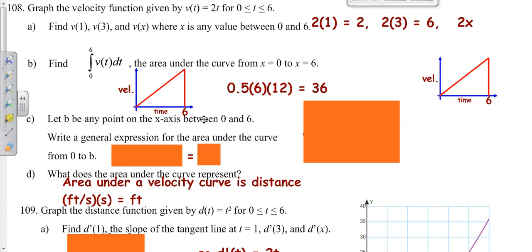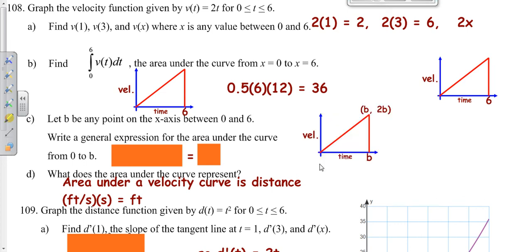Now it wants a general expression for your area underneath your curve from 0 to b. So you're going from 0 all the way over to b, so that means the height here would be 2b, so that would be your y-coordinate. Your x-coordinate is b. Why is the height 2b? Because you take whatever your x is here, plug it into your function, 2 times your input, and you get 2b. So we look at our area here. We're going to go 1/2, how far over we are for our base, which is b, times our height here, which is 2b.